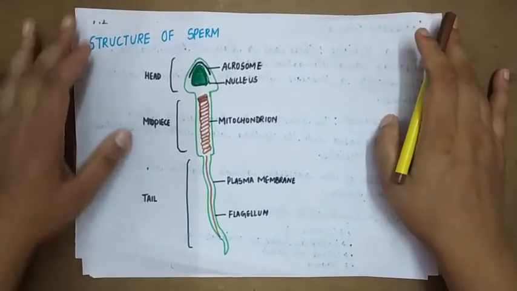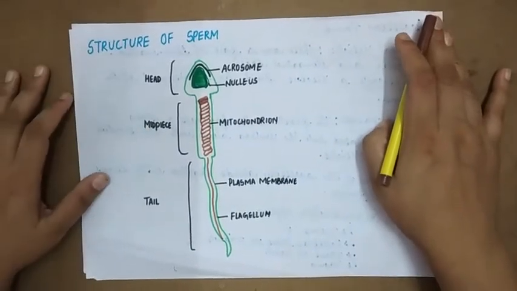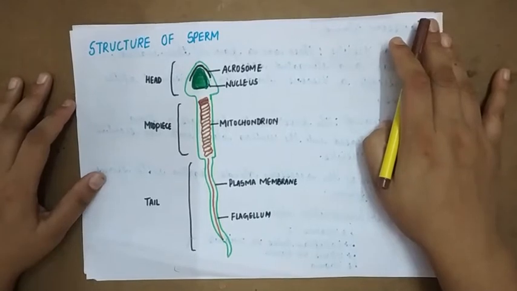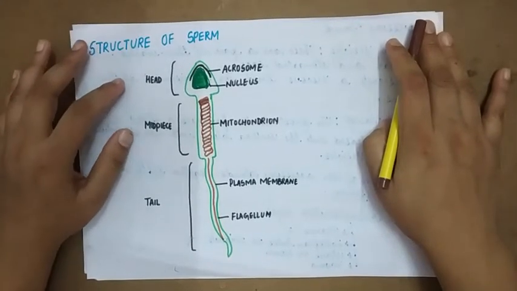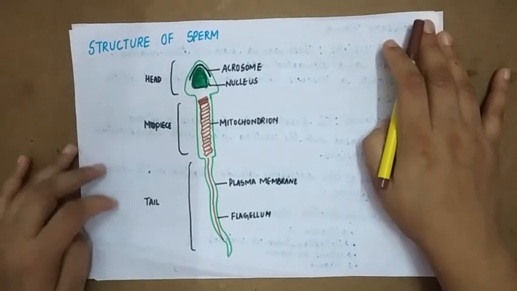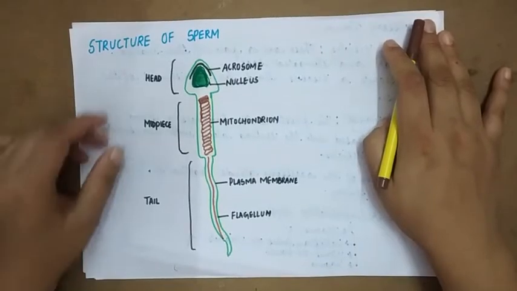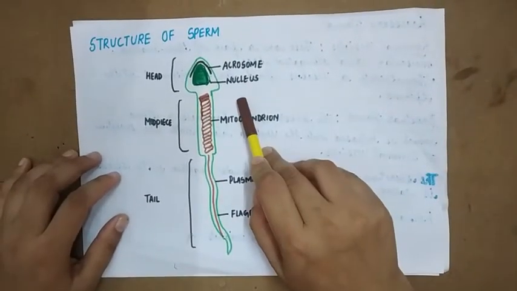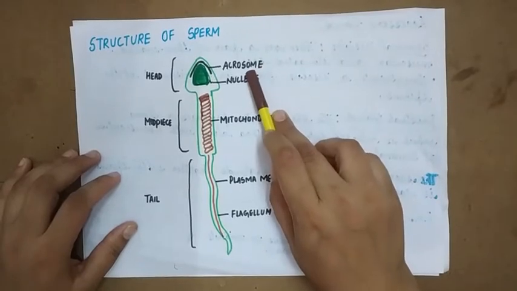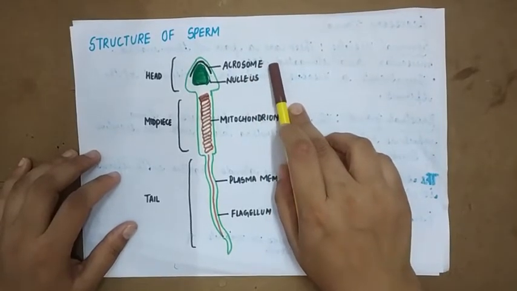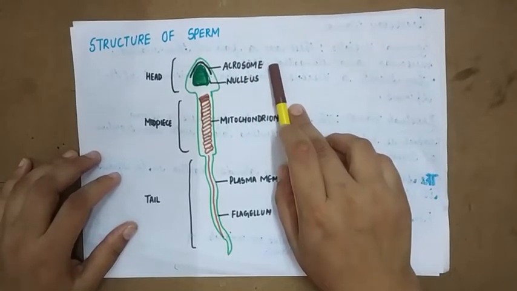Good morning, students. In this particular class, we'll try to understand the structure of sperm. The sperm is made up of three parts: the head piece, middle piece and tail piece. The head has the presence of nucleus and acrosome. The acrosome has enzymes which help in the penetration into the egg.